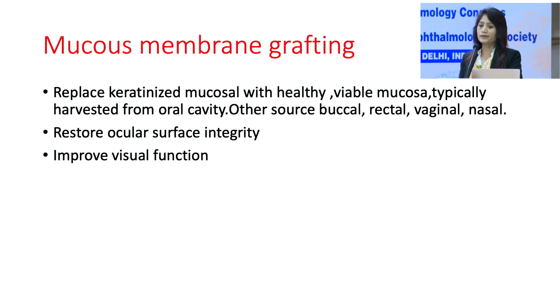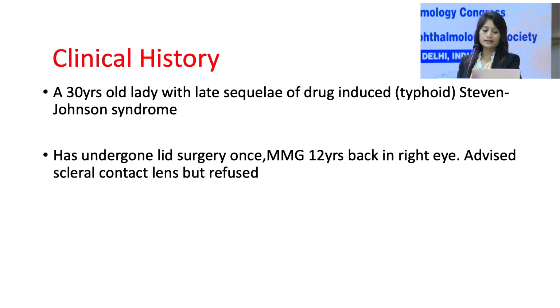By this mucous membrane grafting, we can restore the normal ocular surface, thereby improving the visual function. My case is a 30-year-old lady who came with the late sequelae of drug-induced Stevens-Johnson syndrome. She gave a history of skin eruption followed by blurring of vision since her early childhood, and she had undergone lid surgery once and also mucous membrane grafting 12 years back in her right eye. She was also advised to undergo scleral contact lens, but she refused because of the financial problem.